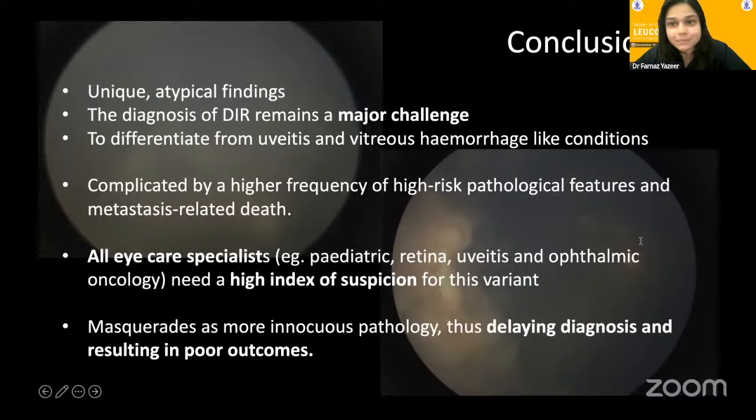This is complicated by a higher frequency of high-risk pathological features and metastasis-related death, because of which all the eye care specialists, pediatric ophthalmologists, retina specialists, uveitis specialists, ocular oncologists, all of us have to have a high index of suspicion, because diseases don't read books and can masquerade as harmless, innocuous pathology, thus delaying diagnosis and resulting in poor outcomes, which can be easily avoided if found earlier.